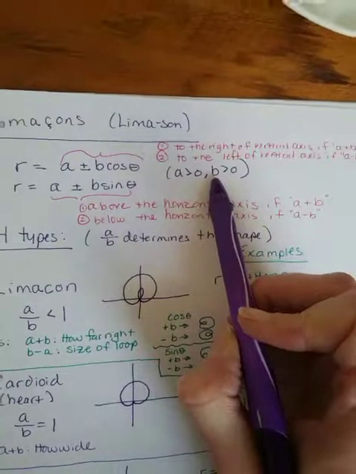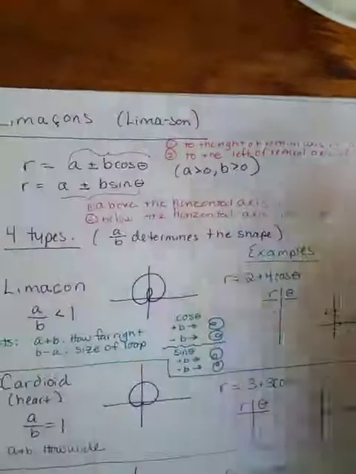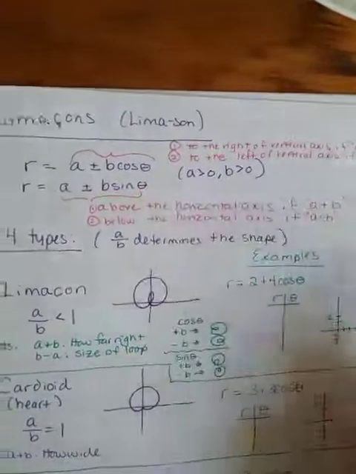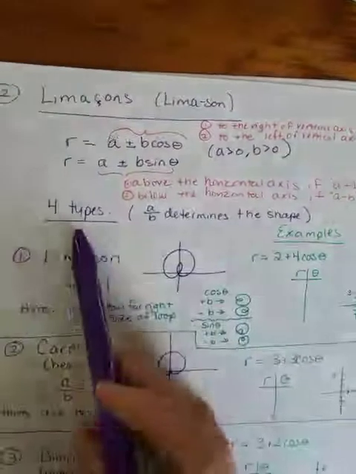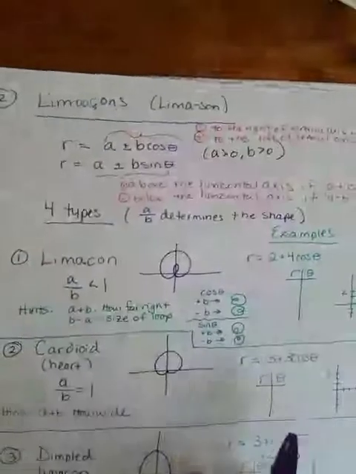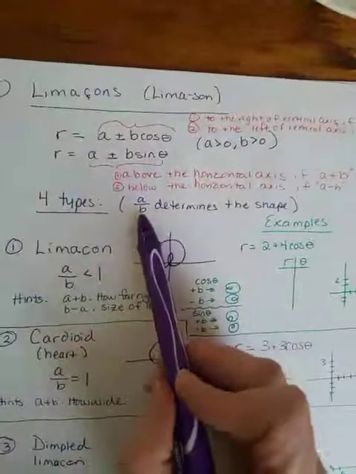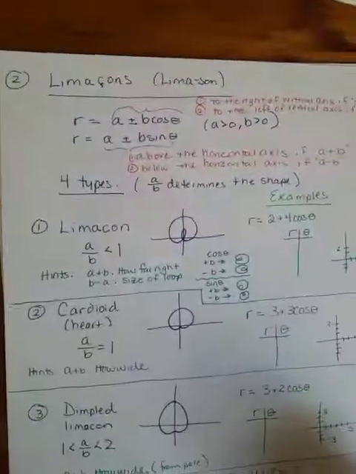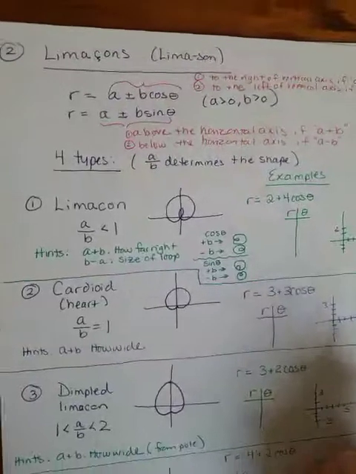Again, I'll take pictures of all these notes and post them on the classroom, but before I talk about what I wrote here in red, there are actually 4 types of limacons, and the ratio a divided by b determines what the shape is. So let me go through them, and then I will do an example of each.